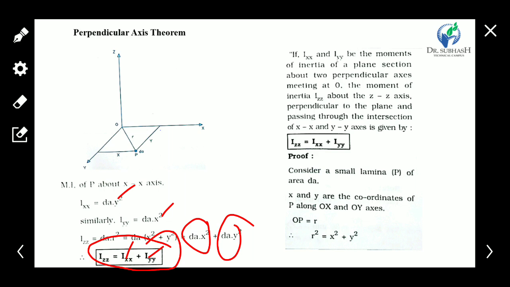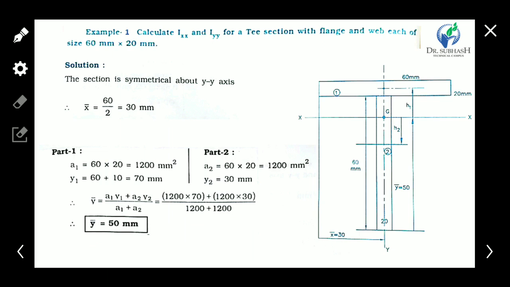With the help of this perpendicular axis theorem, we can easily find the moment of inertia of a given area about any reference axis perpendicular to the xy plane. I hope you understand the parallel axis theorem and the perpendicular axis theorem. Now we solve examples of moment of inertia.